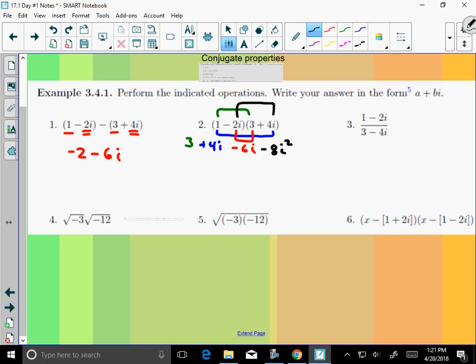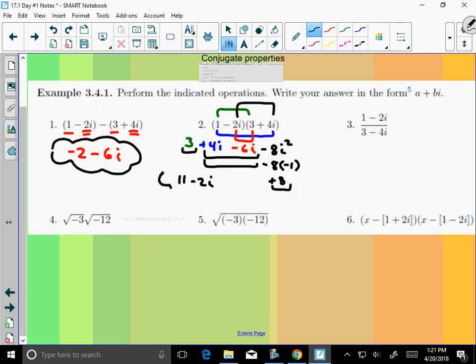What is the i squared going to do? It's going to be a negative 1. So this is really negative 8 times a negative 1, which will be a positive 8. So I'm going to combine like terms. I got a 3 and an 8. That makes 11. How many i's do I have? Negative 2i. Boom. There's your complex number. Okay. So on the first one, I get this complex number. Nice form. It looks very good. No fractions involved. Second one, there we go.